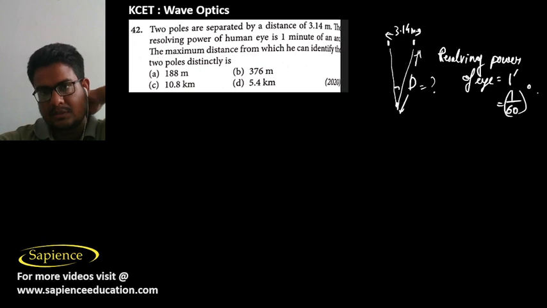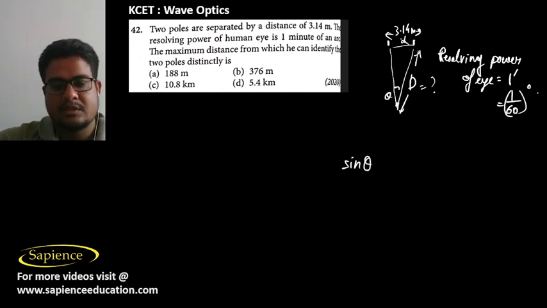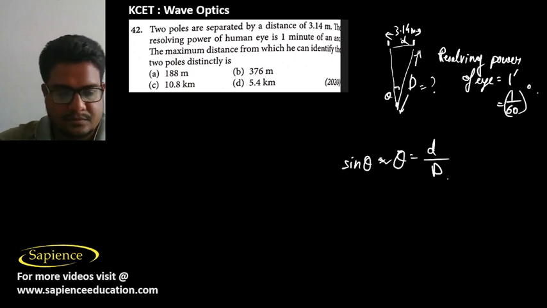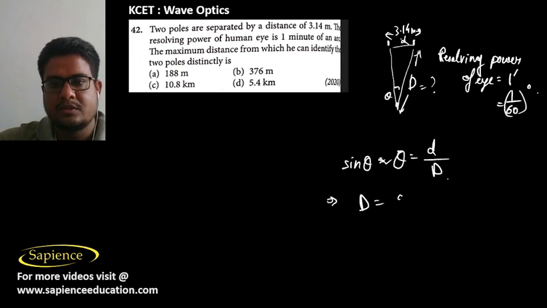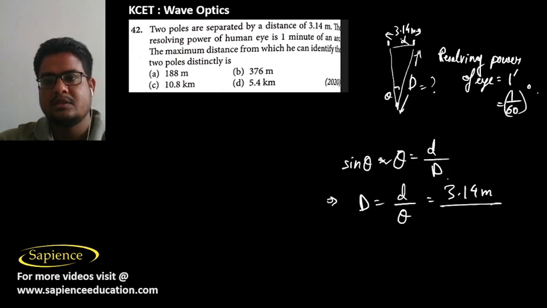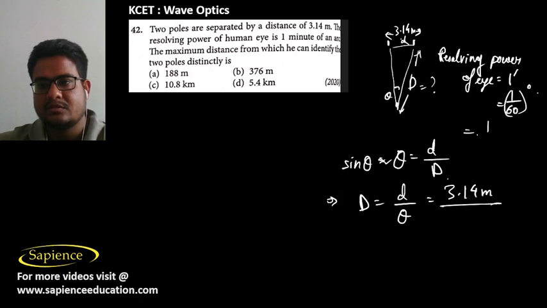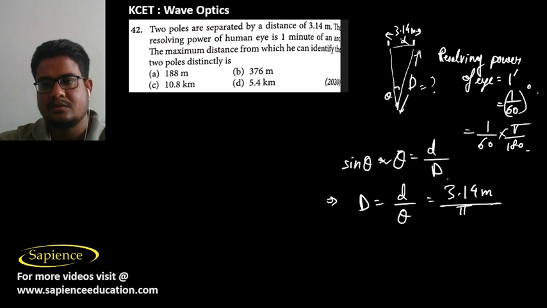So sine theta, approximately equal to theta, that is equal to d by D. Therefore D will be equal to d by theta, that we have to find. D is 3.14 meter divided by 1 by 60 degrees. So how much in radians? It will be 1 by 60 into pi by 180 radians. So this will be pi by 60 into 180 radians.